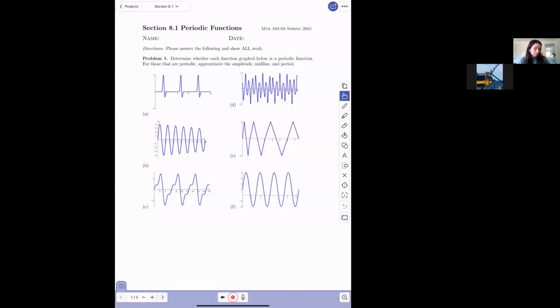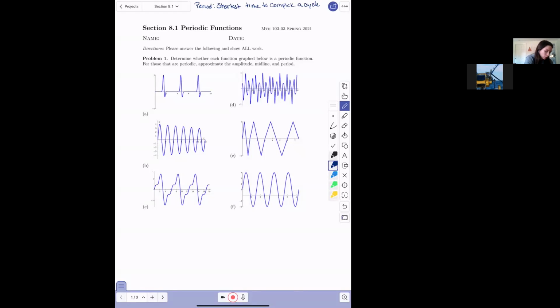periodic functions. So the first thing that I'll mention is just what is a period. And a period is the shortest time to complete a cycle. Okay, and when we're talking about periodic functions, there's a couple numbers that we're really interested in. One is the period, like I just said, the shortest time to finish a cycle.